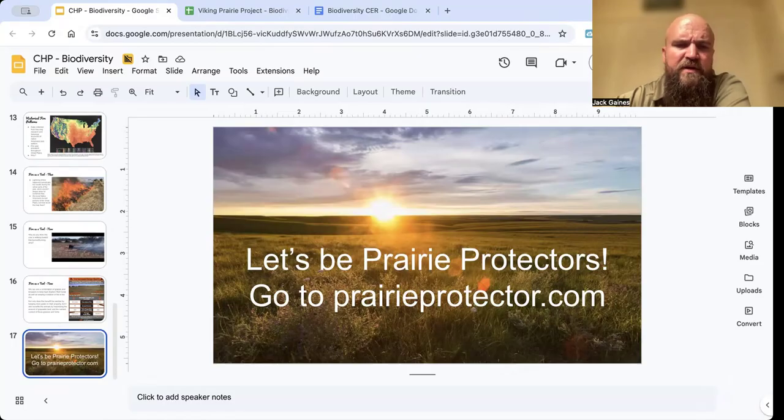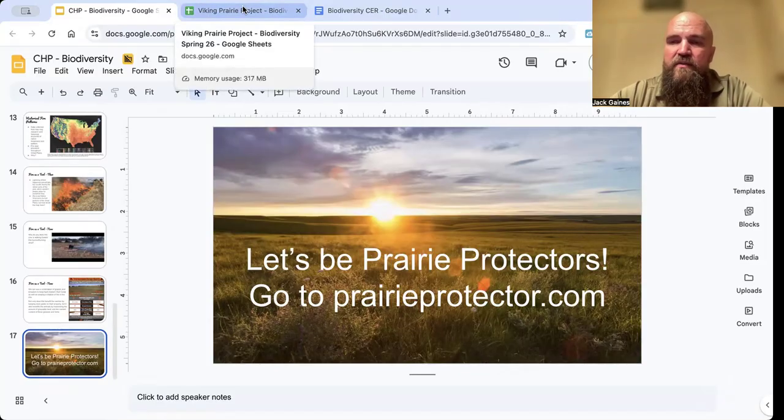So then they went to prairieprotector.com and played the Prairie Protector game. And so that kind of gave them a taste of being able to use fire as a tool, to use succession as a tool to help try to manipulate what plants are found and to limit the amount of woody encroachment that we see.